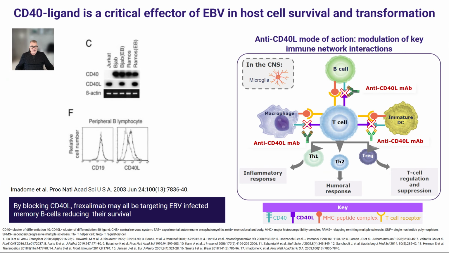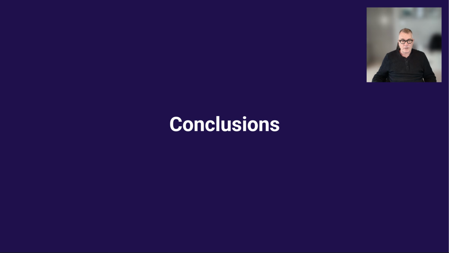And it also is interesting, EBV-infected B cells appear to actually express CD40 ligand rather than just CD40, and this may be another mechanism how frexalimab may be working, and may be working via B cell mechanisms. And we think frexalimab may be an antibody that actually affects memory B cells that are EBV infected, and we will be studying this from a biomarker perspective in the frexalimab phase 3 program.